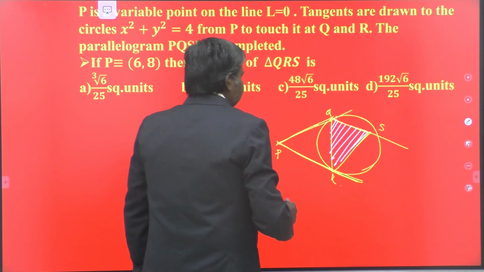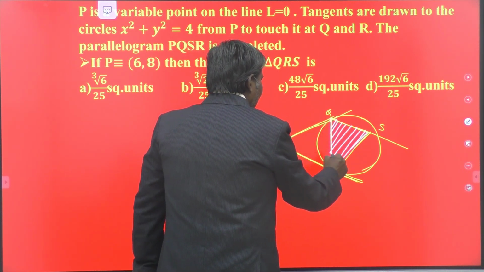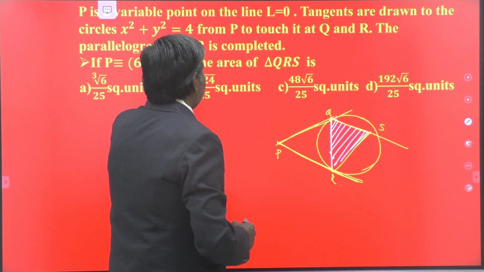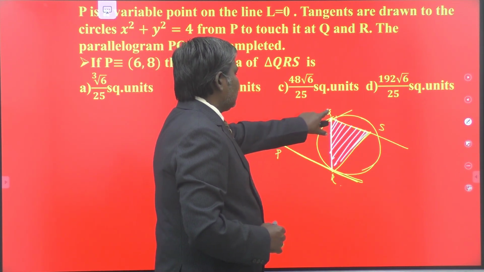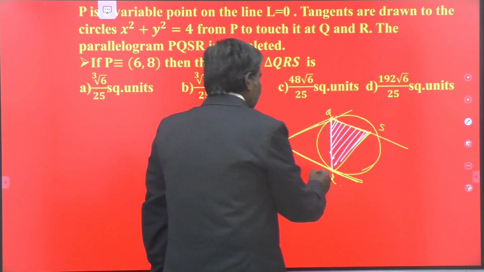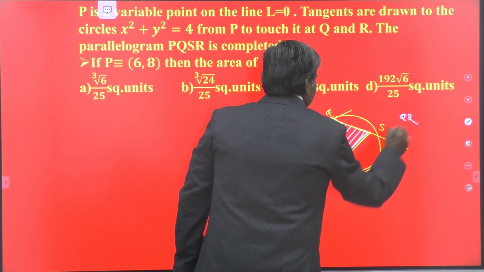Can you write the length of the chord or not? You can write the length of the chord of contact. P is (6, 8). You can find out this length of the chord. That becomes height or base, whatever it may be, you can get the value of QR.